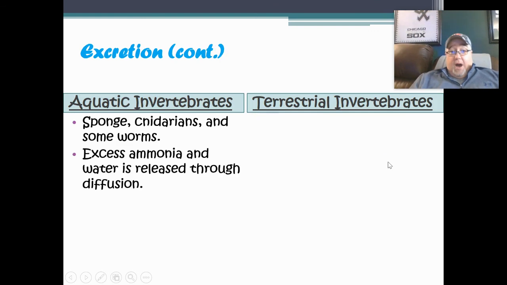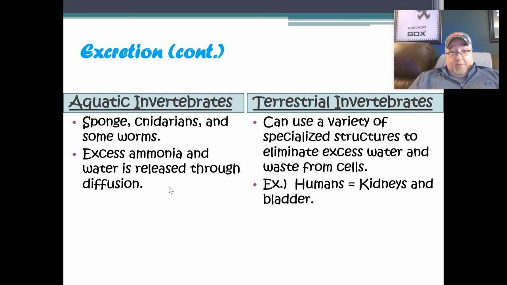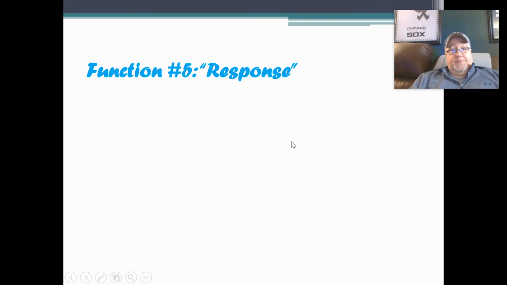Some animals like aquatic invertebrates just simply do this through diffusion. They don't have any kidneys to help them remove their waste, so they just release it from their cells directly into the water. In terrestrial invertebrates, like insects and other higher level invertebrates, they have specialized structures that help them do that. In humans, we have kidneys and a bladder, a urinary tract that helps us get rid of our excess waste.